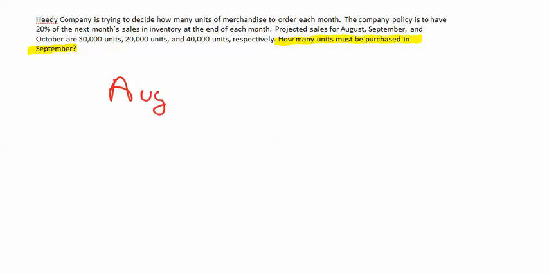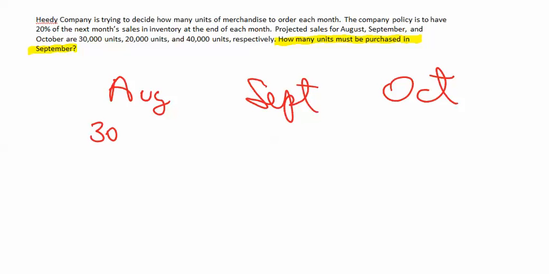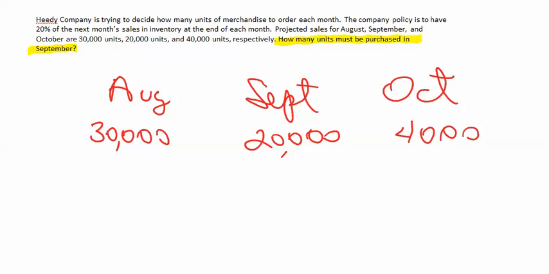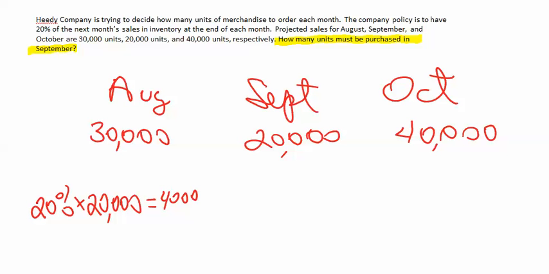We'll go August, September, and October. The anticipated sales for each month: 30,000, 20,000, and we'll have 40,000. Now, we're going to start off September, which is the month we're looking at, with part of the inventory already in stock. We'll have 20%. So in August, they're going to produce 20% times 20,000, or 4,000. So we'll have that to begin with.